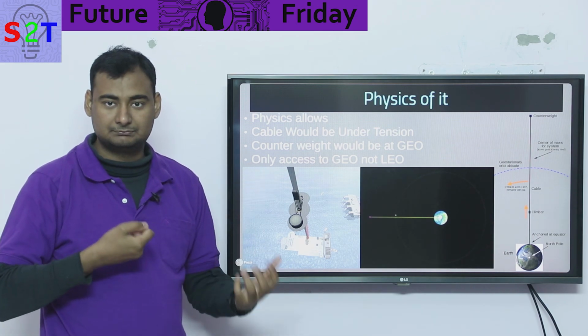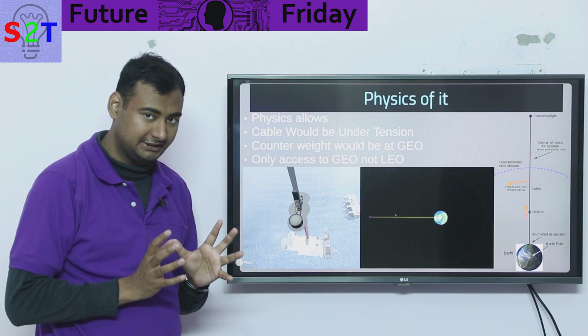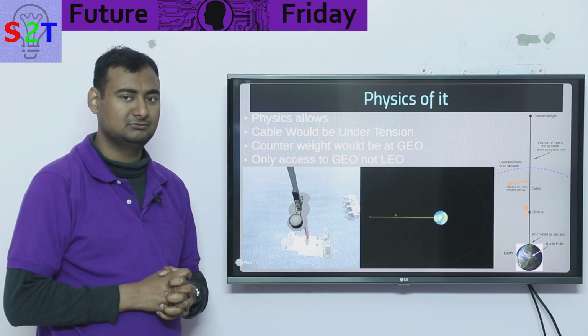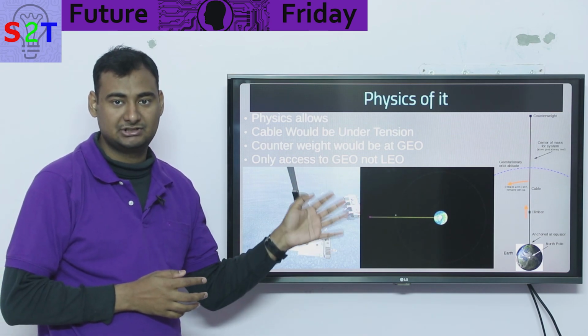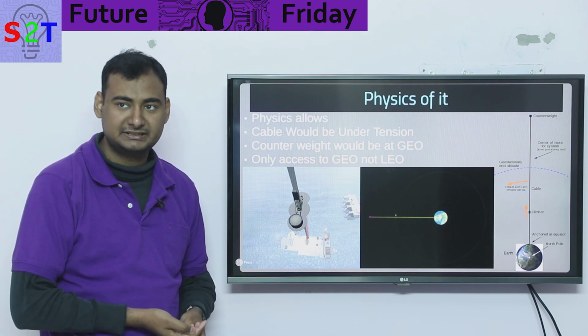So how do you pull it? It's in space, so how are you pulling on it? Very simple. You will put a counterweight at geostationary orbit. Now many of you will be wondering, why geostationary orbit? If space starts at 100 km, why not just put something there?